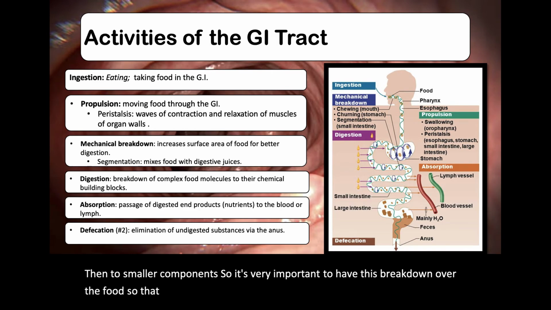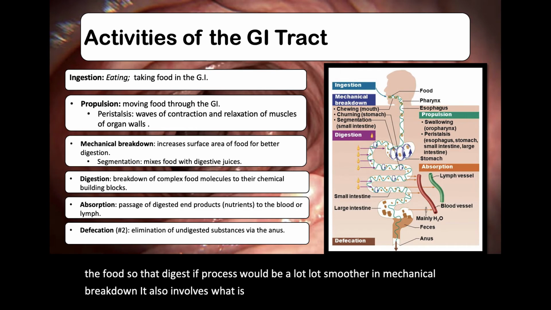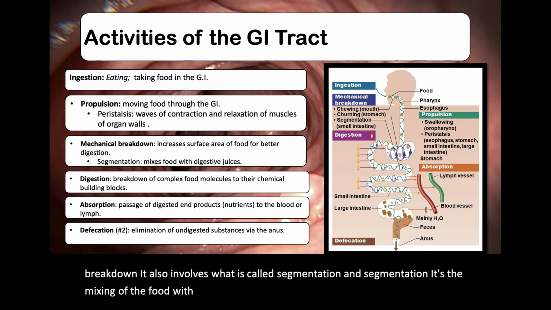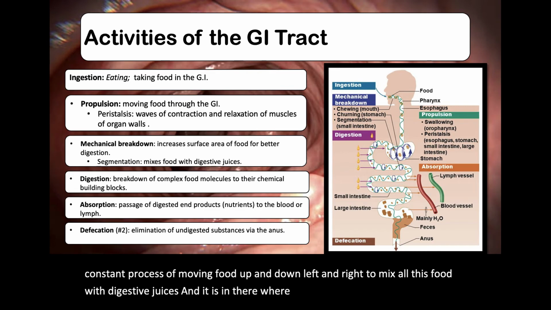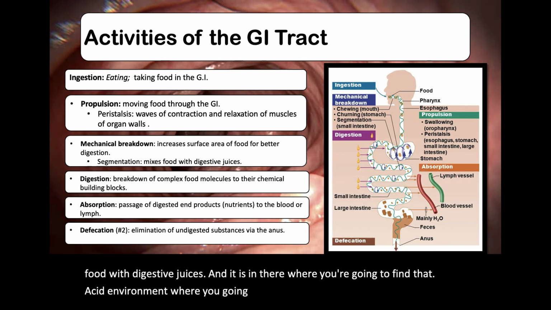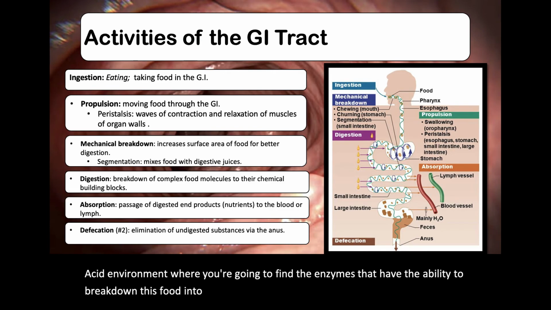So it's very important to have this breakdown of the food so that the digestive process would be a lot smoother. Mechanical breakdown also involves what is called segmentation, and segmentation is the mixing of the food with the digestive juices, for example, in the stomach. So it's a constant process of moving food up and down, left and right to mix all this food with digestive juices, and it is in there where you're going to find that acid environment, where you're going to find the enzymes that have the ability to break down this food into more elemental components.